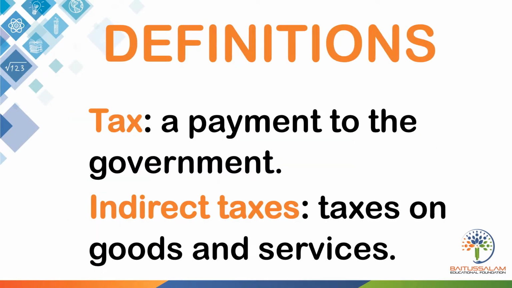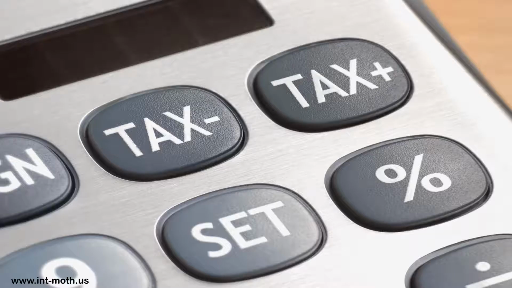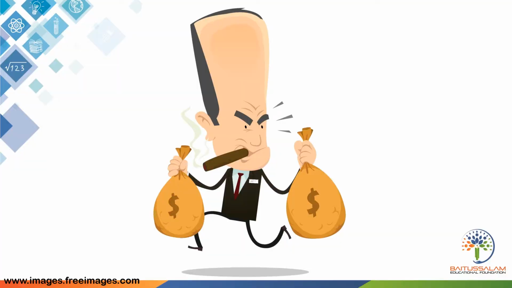Tax. Definitions. Tax is a payment to the government. Indirect taxes are taxes on goods and services. Taxes on firms, including corporation tax, and indirect taxes such as value-added tax and excise duty are effectively a cost that firms have to pay. They are likely to try to recover at least some of this extra cost by raising the price paid by consumers. Nevertheless, the firms themselves are largely responsible for passing on the tax revenue to the government.